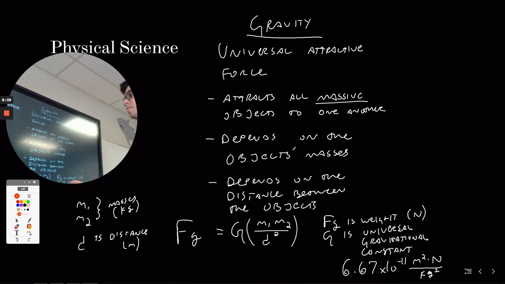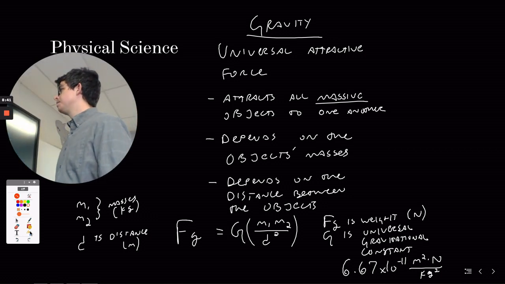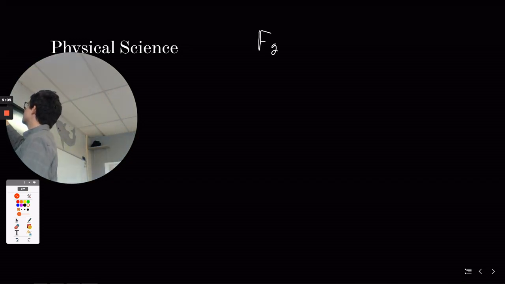So let's do a math problem with those. So we'll say my teacup here has a mass of 1 kilogram. And we'll say my skull, my head, has a mass of 2 kilograms. We'll say they're 30 centimeters apart, right? So let's calculate the force of gravity between those two objects. So we write our equation first. F sub g equals capital G m1 m2 divided by d squared.